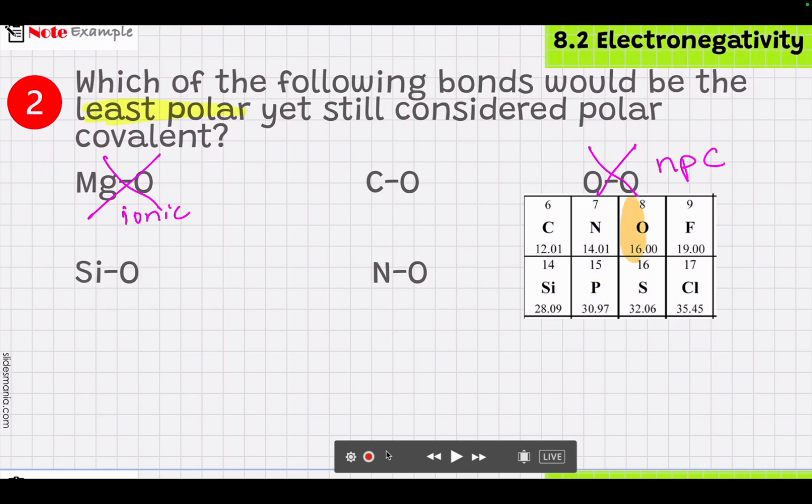They all have oxygen, but which one will be the least polar? So again, I'm just going with the trend in the periodic table. Nitrogen and oxygen. I'm going to look at silicon and oxygen and carbon and oxygen. So for this one, the least polar is going to be this one because these two are closest in electronegativity.